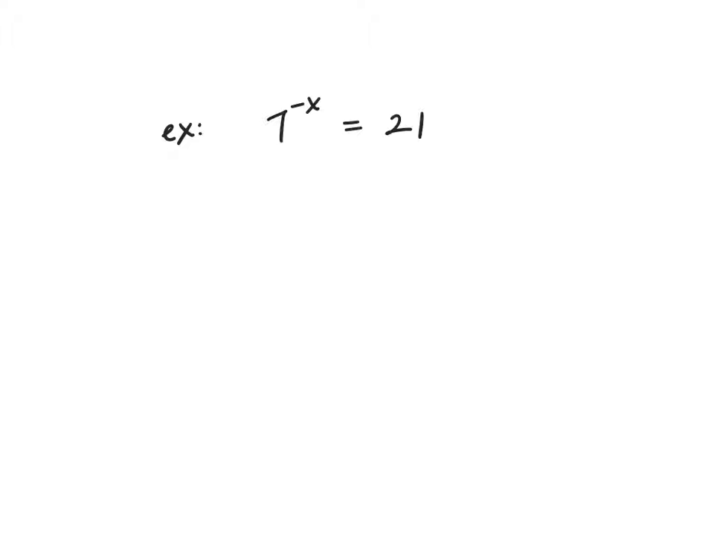Here's another example. 7 to the negative x equals 21. Is there a way that I could rewrite 7 and 21 using the same base? And the answer is no, right? 21, I can't rewrite that as 7 multiplied by itself a number of times. So I'm going to have to take the log of both sides here. And the base I'm going to use is base 7 because I'm trying to get this exponent down to the regular level here. These cancel out. I get negative x equals log base 7 of 21.